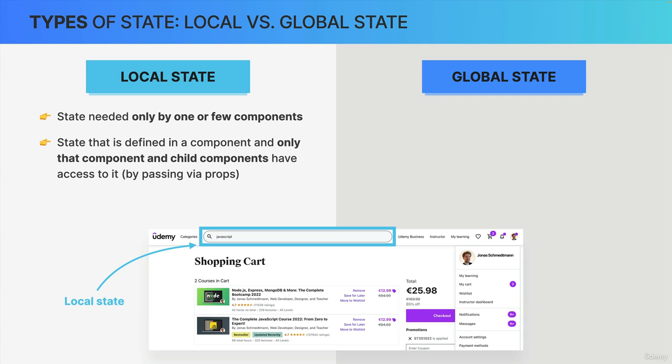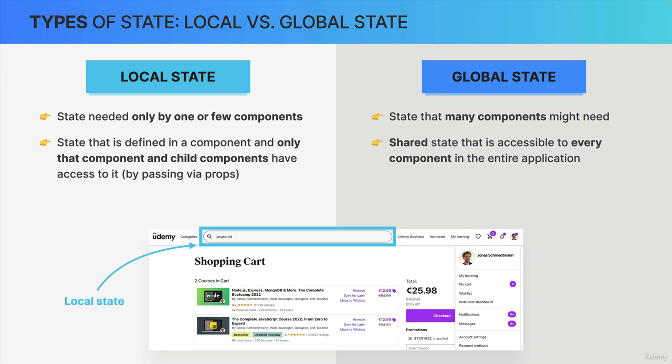Now, about global state, this is state that many different components in the app might need access to. Therefore, when we define state as being global, that piece of state will become accessible to every single component in the entire app. It's shared between all components, and therefore we can also call this shared state. In practice, we can define global state using React's Context API or also an external global state management library like Redux that you might have heard of.